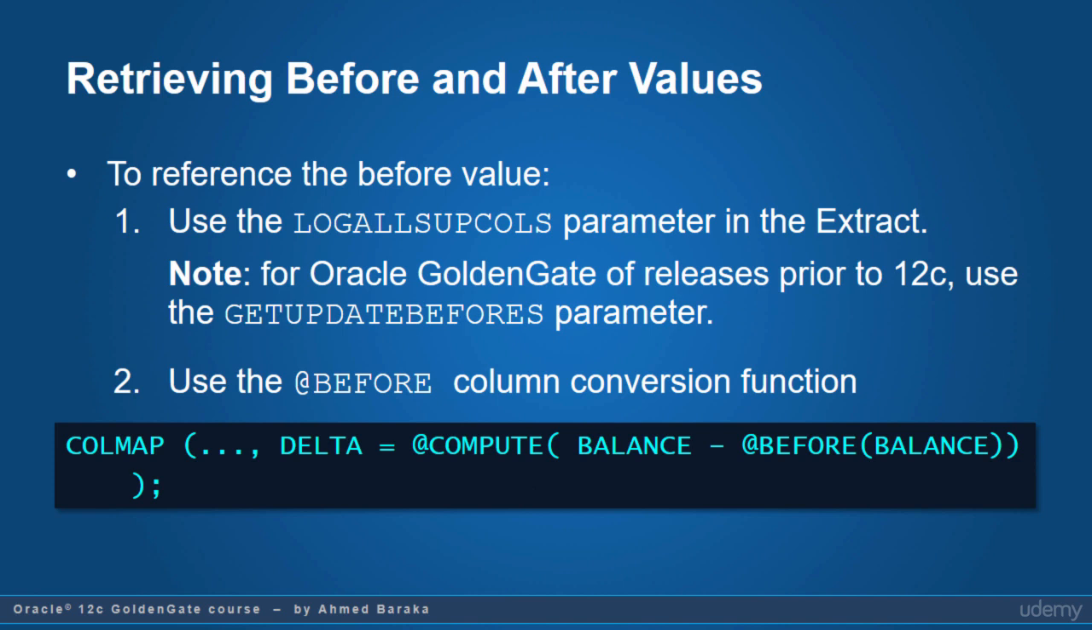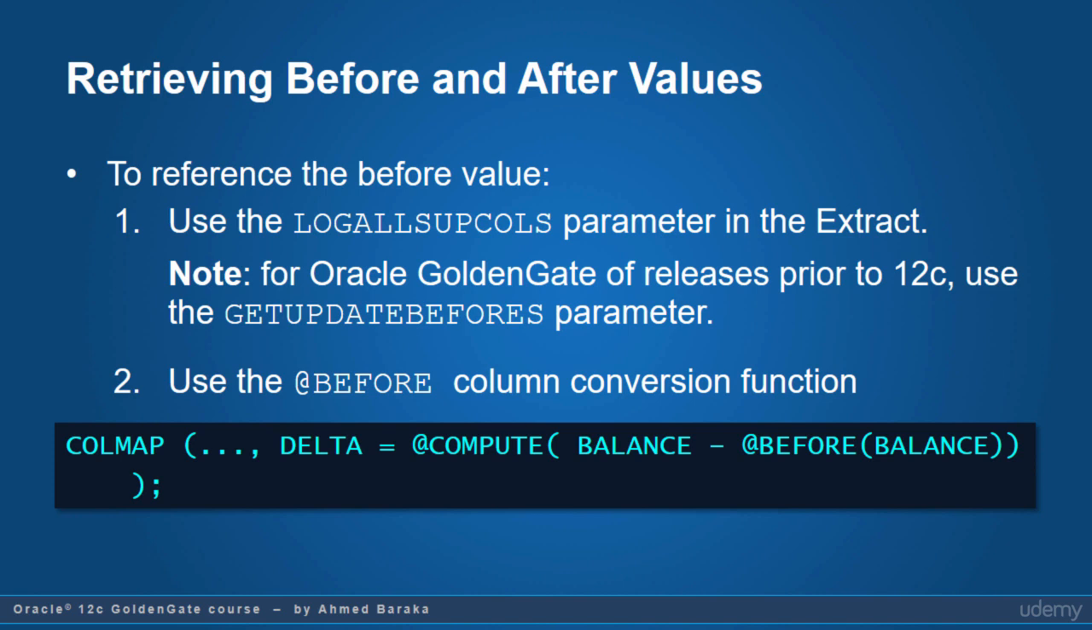When you reference a column value in a filtering criteria or a column mapping parameter, you are referencing the after update image value. But sometimes you need to reference the before update image value of a source column. If you want to reference the before value of a column, you use the LOGALLSUPCOLS parameter in the extract parameter file. On the replicate process side, use the @BEFORE column conversion function to reference the before value of the column.